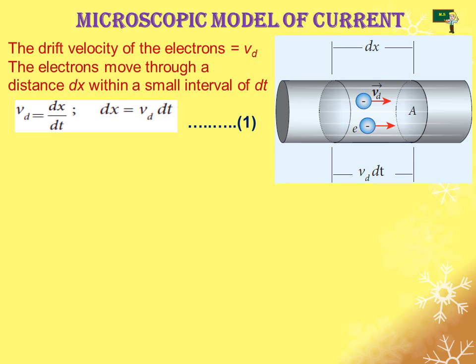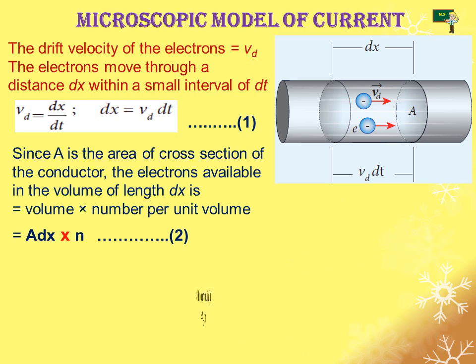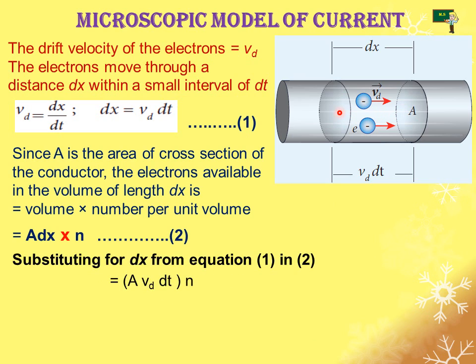The electrons move through a distance of dx within a small interval of time dt. We take only the electrons moving in this part. We don't bother about the full length of travel, only this cross-sectional area. Therefore, Vd is equal to dx by dt, or dx is equal to Vd into dt. Let us take this as equation number 1.